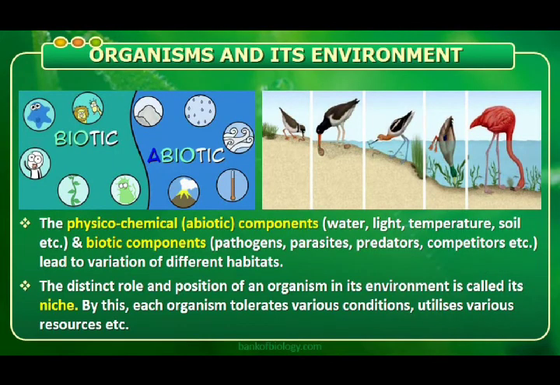Now, not only variation in precipitation leads to the formation of habitat, but also the abiotic and biotic components present in the habitat lead to variation in habitat. Abiotic factors may be water, light, temperature, soil, etc. And biotic components may be pathogen, parasite, predator, competitor, etc. Due to the interaction between biotic and abiotic components, they lead to variation in different habitats.